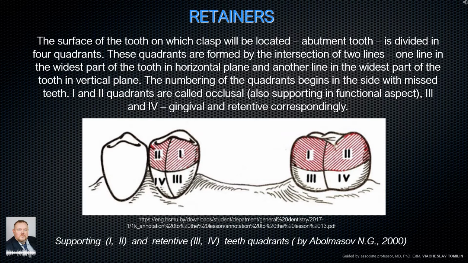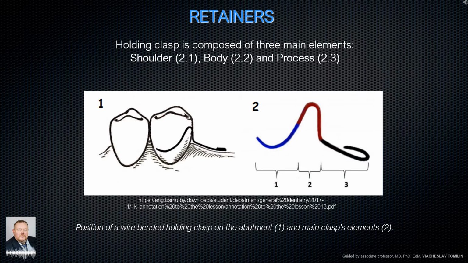Supporting, 1, 2, and retentive, 3, 4, tooth quadrants, by Abelmasolv Ng, 2000, are shown in this picture. Retainers. A holding clasp is composed of 3 main elements: shoulder, 2.1, body, 2.2, and process, 2.3. Position of a wire-bended holding clasp on the abutment, 1, and main clasp elements, 2.